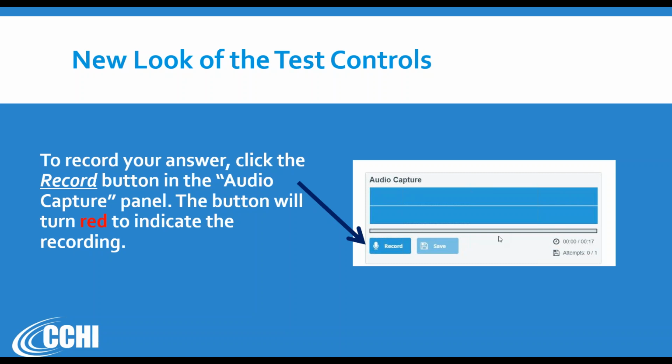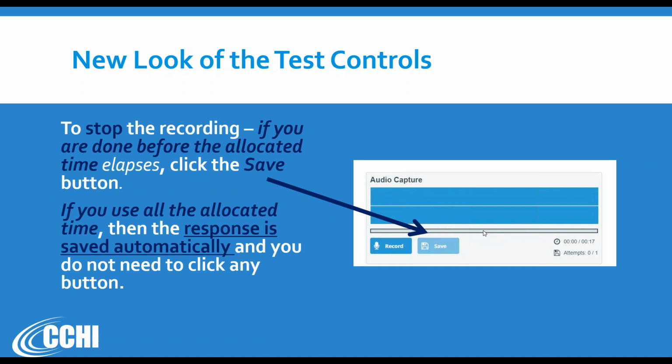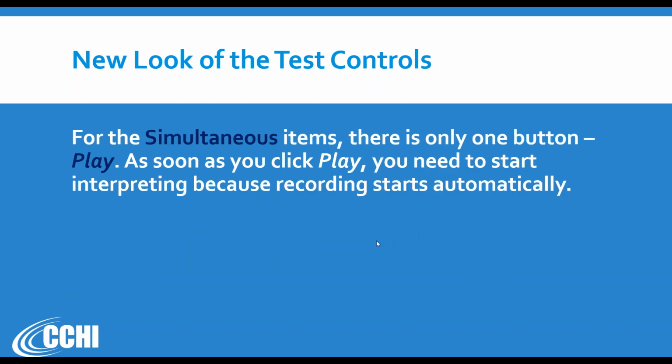If you're done recording sooner, I advise you that you move forward to the next item. In that case, you need to click that save button, which stops the recording. If you need all 17 seconds, then you get to it. You don't have to click the save. It automatically saves at the end. And then you click next screen, etc. But if you're done sooner, then you can click that. Now, for simultaneous, as I already mentioned earlier, there is only one button, play, and that button will start your recording.